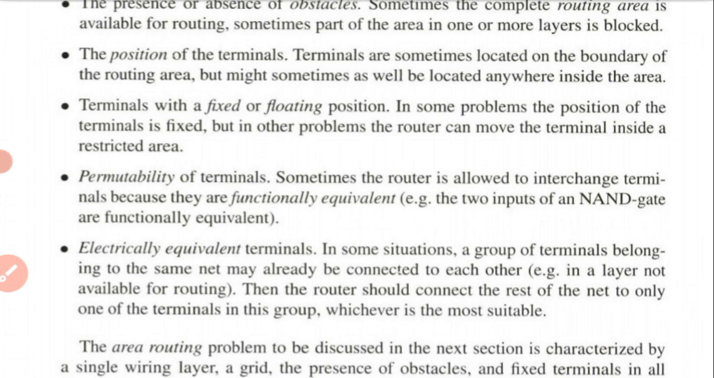The next one is electrically equivalent terminals. This means in some cases a group of terminals belonging to the same net may already be connected to each other. Suppose some of the connections of net 1 are already done, and if there is a remaining terminal of net 1, we have to connect it in a simple manner. These are the various parameters that we discussed, that we have to consider while making a connection.